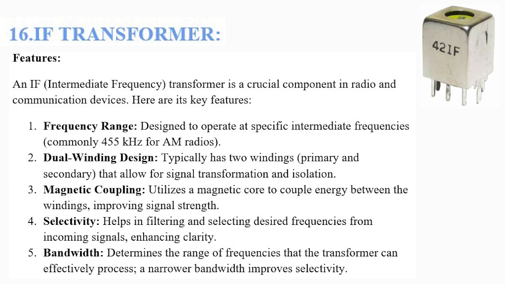Features. An IF transformer is a crucial component in radio and communication devices. Here are its key features. Frequency range: designed to operate at a specific intermediate frequency, commonly 455 kHz for AM radios. Dual winding design: typically has two windings, primary and secondary. Magnetic coupling: utilizes a magnetic core to couple energy between the windings, improving signal strength. Selectivity: helps in filtering and selecting the desired frequency from the incoming signal, enhancing clarity. Bandwidth: determines the range of frequencies that the transformer can effectively process. A narrower bandwidth improves selectivity.